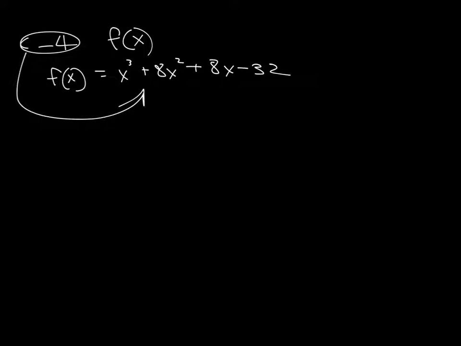Alright, so if negative 4 is a 0, then negative 4 and something gives me 0. Okay? So that means negative 4 plus 4. So when x is negative 4, if this is actually a 0 of this equation, because it makes it 0, then x plus 4, with x being negative 4, would be a factor of this.